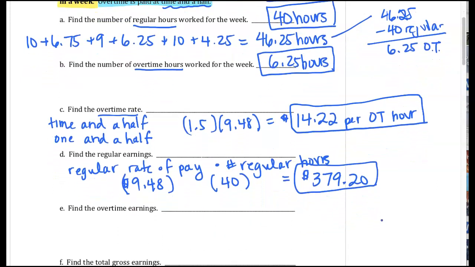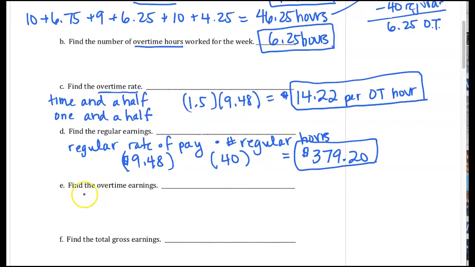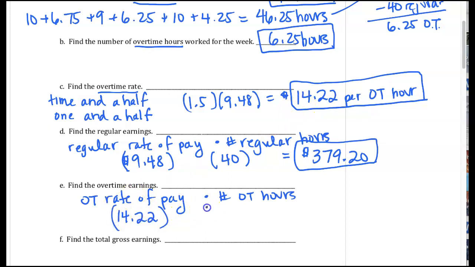For the overtime earnings, we're going to take our overtime rate of pay and multiply that by the number of overtime hours worked. We just calculated our overtime rate of pay as $14.22. And we're going to multiply that by the 6.25 overtime hours. And I end up with $88.88.